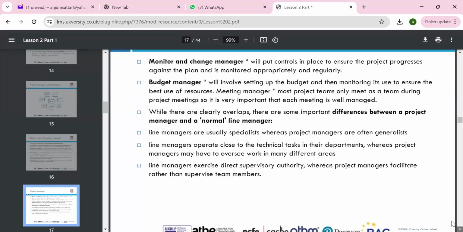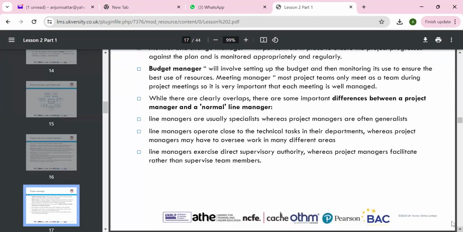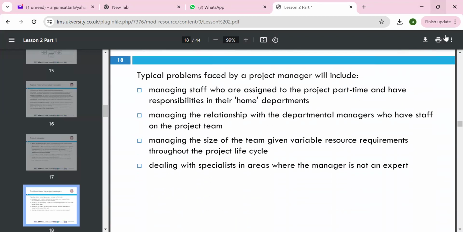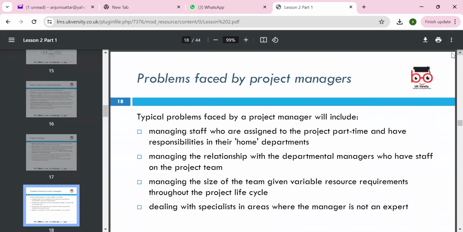Line managers have a narrower view, looking at the perspective of their lines, and are usually specialists, while the project manager is often a generalist. Line managers operate closely with the technical task departments and other areas. We can look around the line managers exercising direct supervision authority, whereas project managers facilitate rather than supervise. So one of the roles of the manager is to facilitate to achieve the organization's objectives.